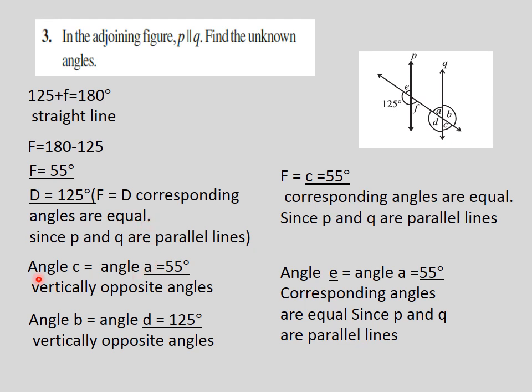Okay. Now the next one, angle C. Angle C is equal to angle A is equal to 55 degrees, because F value is 55 degrees. So F is equal to C is 55 degrees, because again these are corresponding angles. So F is equal to 55 degrees. So C is equal to 55 degrees.